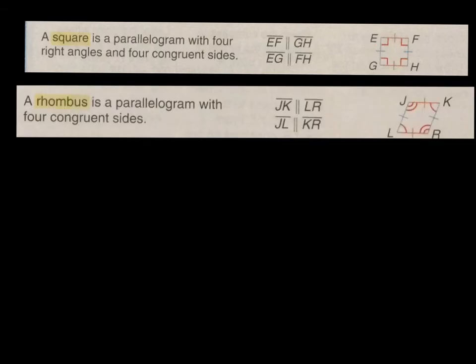Our last example is a rhombus. That's a parallelogram with four congruent sides. But the difference between a rhombus and a square are the angles. So on a square, we have four right angles. Here in a rhombus, we have no right angles, but the opposite angles are equal.